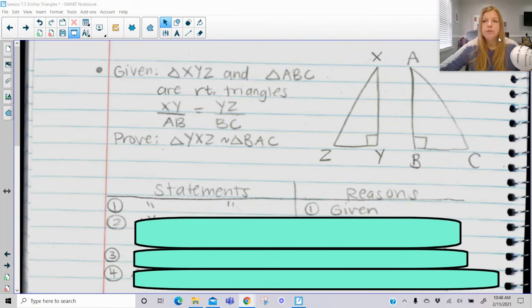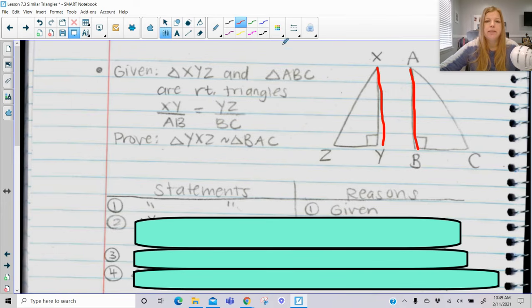Okay, a couple of proofs. So here it says given triangle XYZ and triangle ABC are right triangles. It also says here that XY over AB is proportional to YZ over BC. So that's great information. We're already given in this proof, hey, there's two right angles.